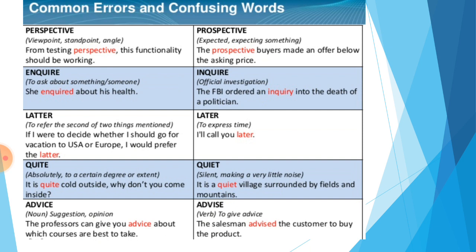Perspective and prospective. The meaning of perspective is viewpoint, angle, standpoint. Example, from testing perspective, this functionality should be working. And the meaning of prospective is expected, expecting something. The prospective buyers made an offer below the asking price.